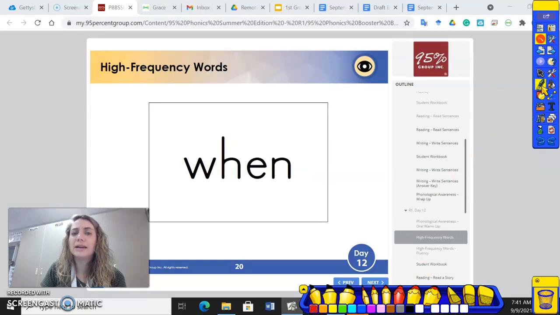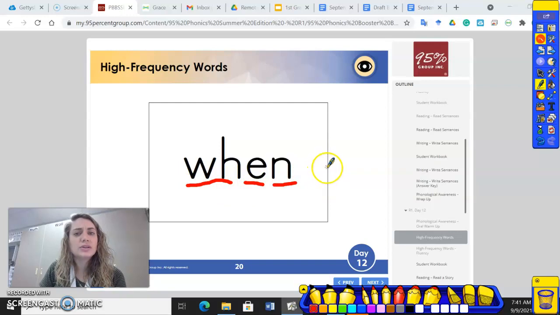This is the word "when." "When" has 4 letters, like when are we going to go outside? But let's finger stretch the sounds in "when." W, e, n. "When" has 3 sounds. W, e, n.